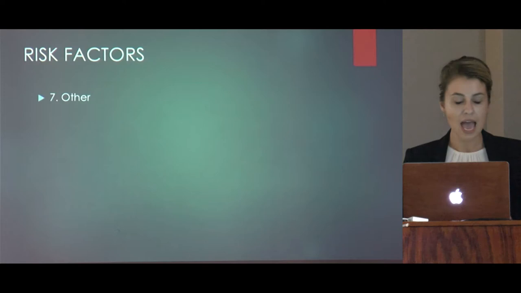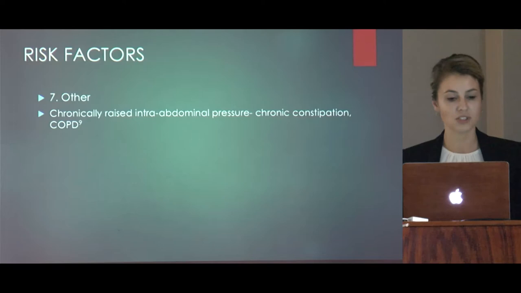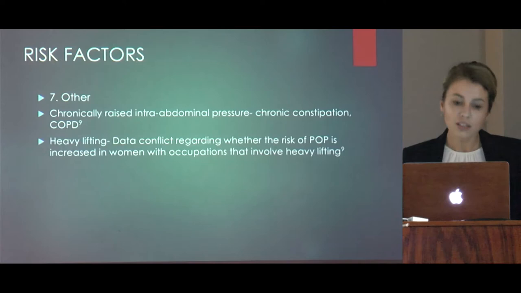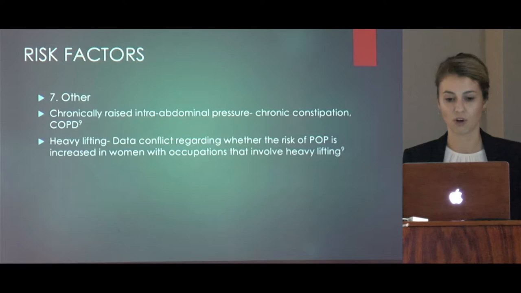And lastly, factors like chronically raised intra-abdominal pressure, chronic constipation, and COPD have been identified as risk factors. Heavy lifting: data conflicts regarding whether the risk of prolapse is increased in women with occupations that involve heavy lifting. And lastly, collagen abnormalities.